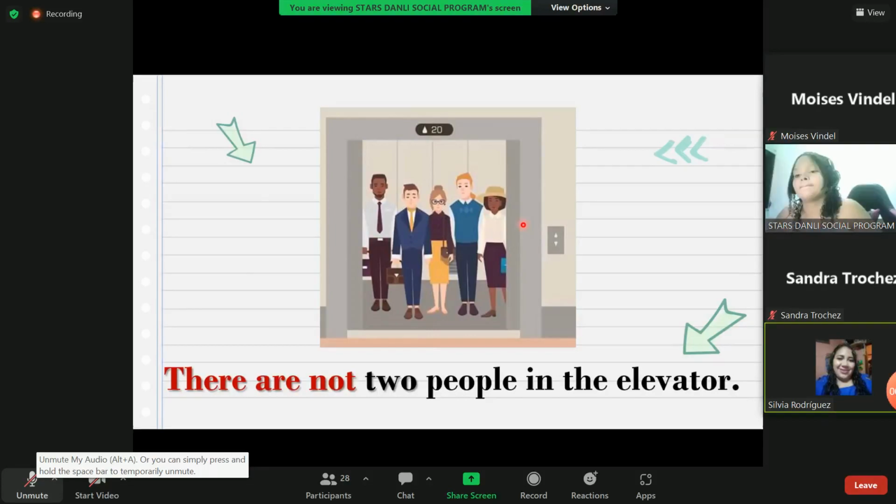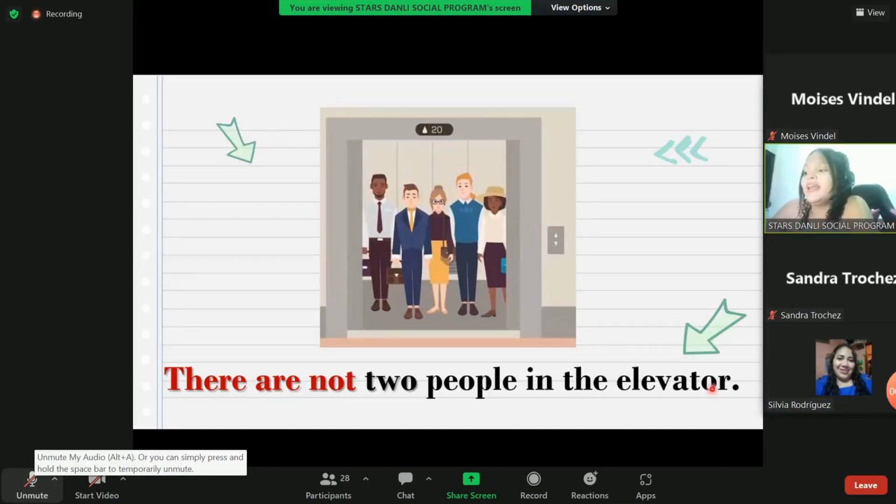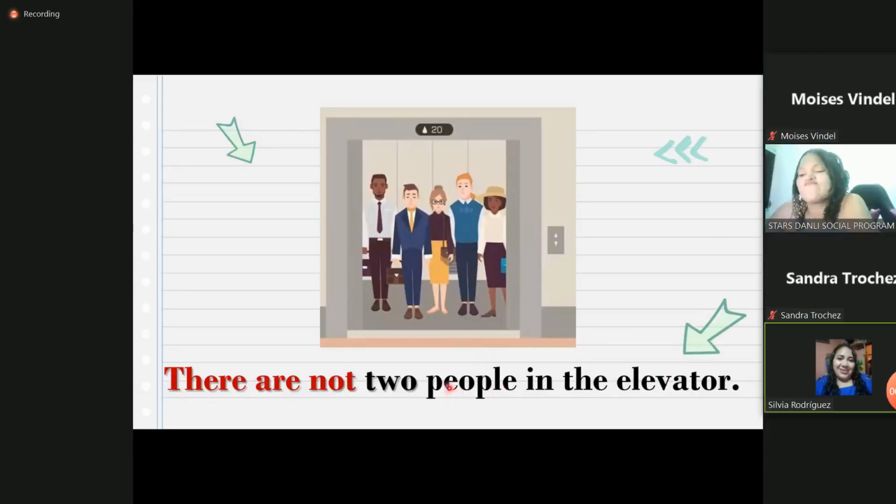There are not two people in the elevator. Okay, elevator. Excellent. So there are not, or there aren't two people in the elevator. So there are not two. How many people are there?